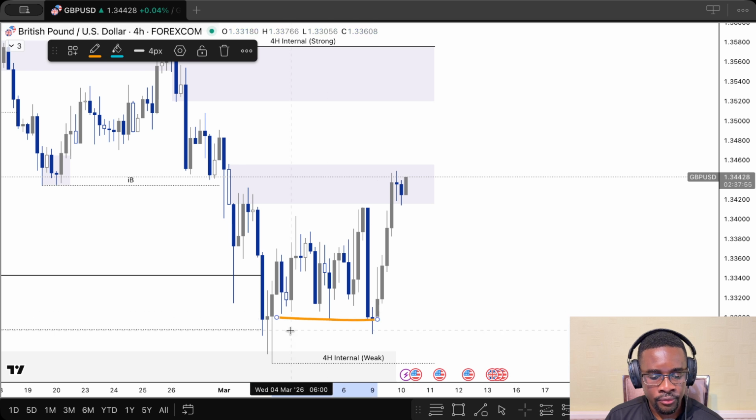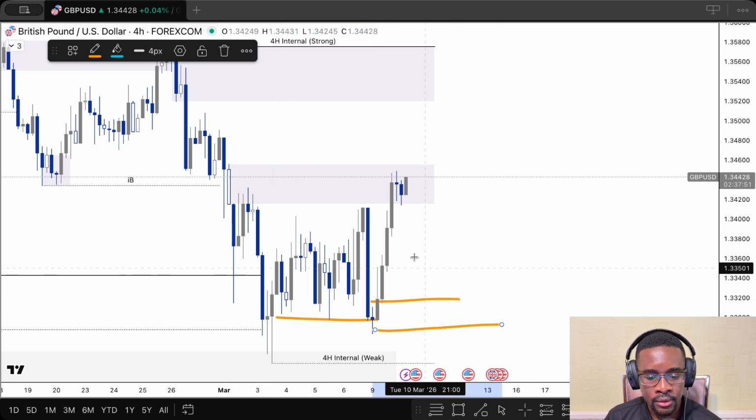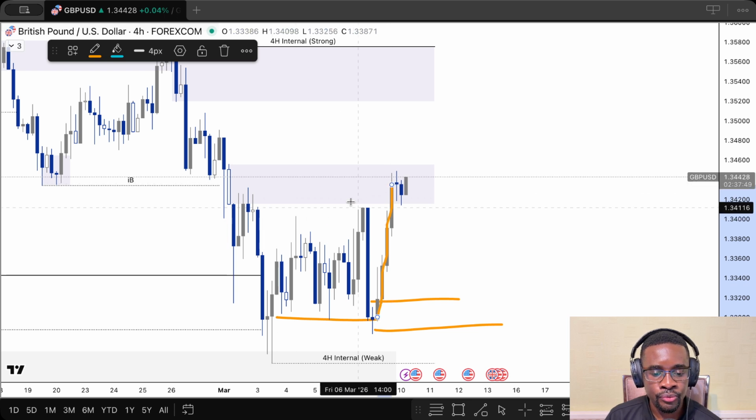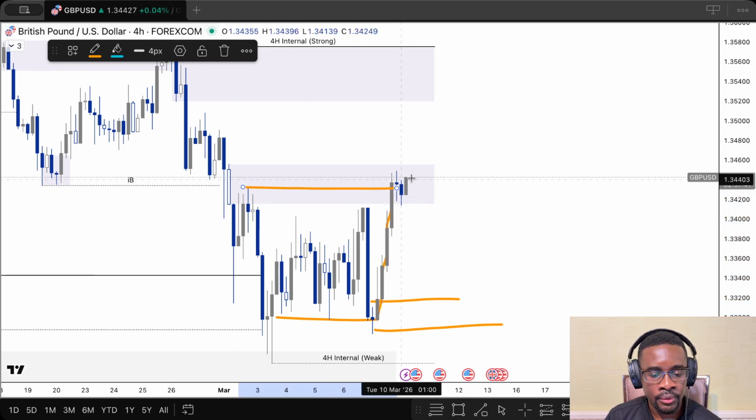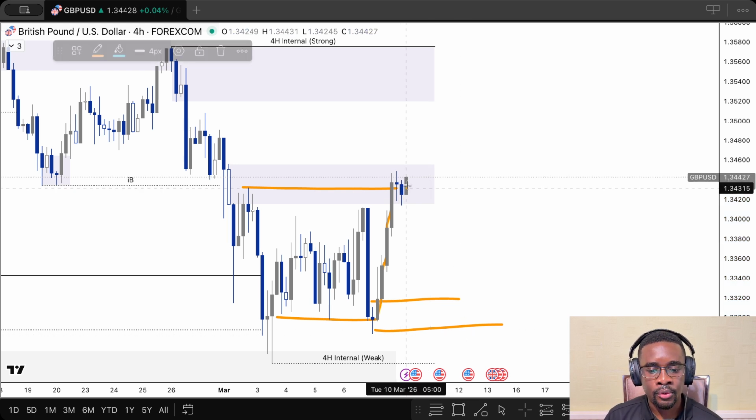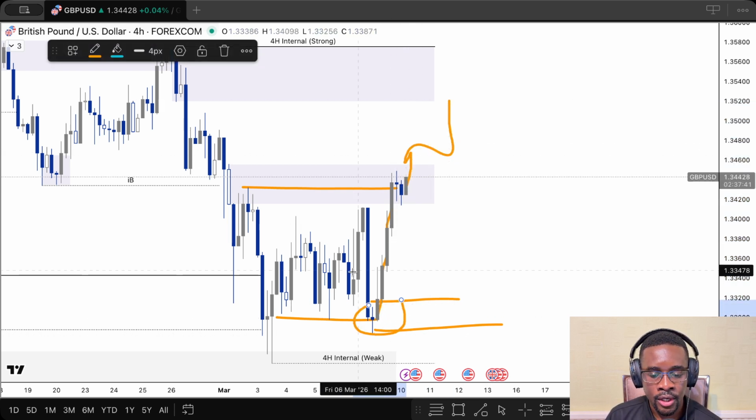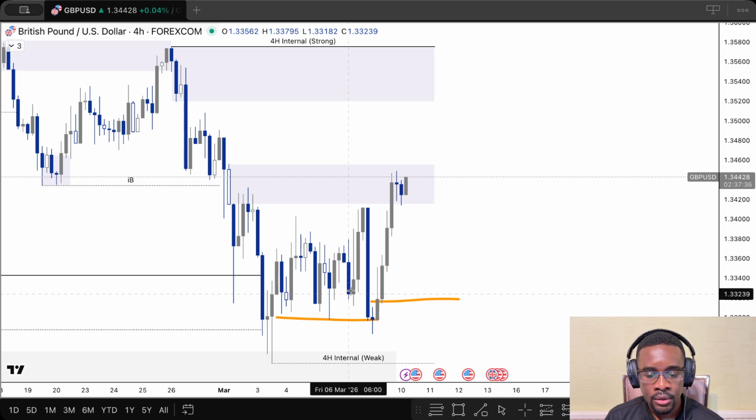So we did have this internal sweep, and that resulted in this strong bullish movement. We've taken out that, and if we don't get a reaction down and we continue, then that means we see buyers in control. So this is what we're looking at the moment.